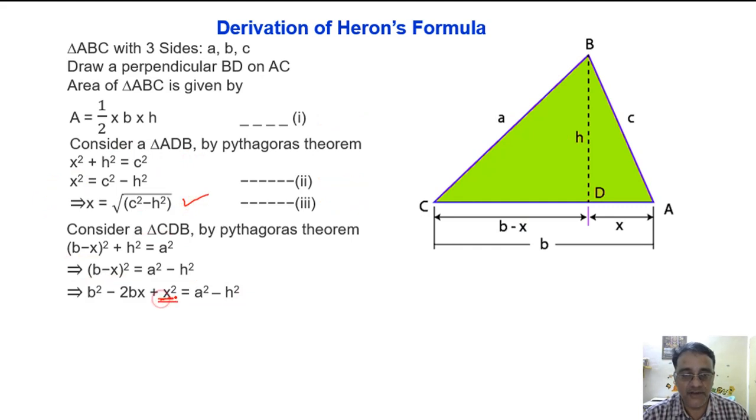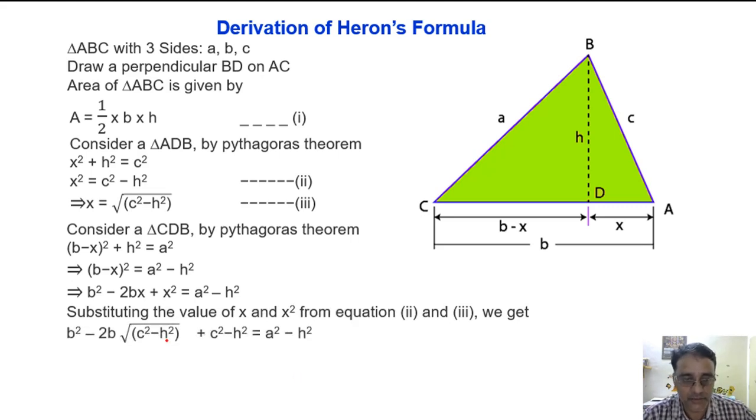and in place of x square we will substitute c square minus h square. Okay, तो substitute कर रहे हैं हम लोग. Now we are substituting. This is x and this is x square.